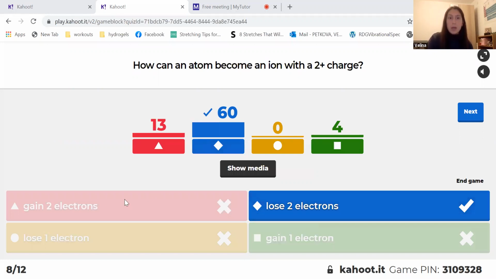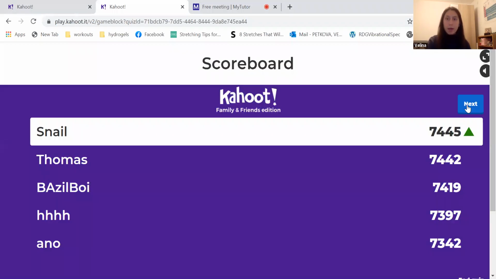So yeah, it's not it gains 2 electrons. If it's gained 2 electrons, what charge is it going to form? It's not going to be positive. It's going to be what? It's going to be a negative charge. Yeah, 2 minus, exactly. Perfect. So yeah, so when it loses electrons, that's when it forms the positive ion. Great. Oh, well done to Snail, coming back to the top.